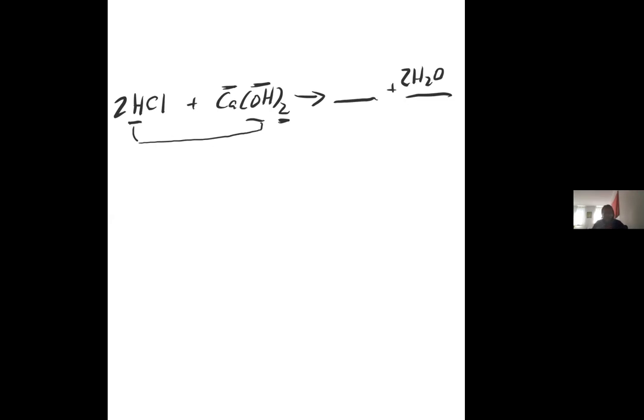And then what happens? Now you take your calcium and you combine that with your chloride. That's the nonmetal. So CaCl. But be careful. Calcium is in group 2, so it's +2. Chloride is in group 7, so it's -1. So that means you need 2 of the chlorides. And there you go. There's your balanced equation.